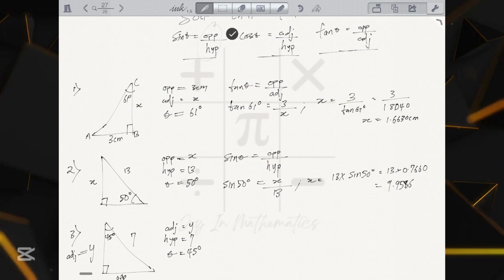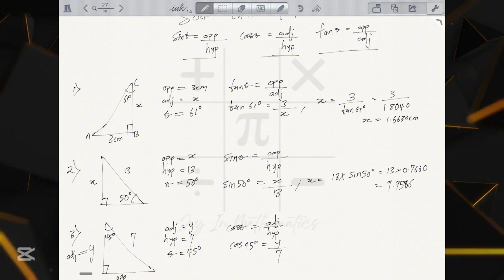If you see, sin theta is opposite over hypotenuse. Cos theta, however, is adjacent over hypotenuse. So that's what we'll be using. Cos theta is adjacent divided by the hypotenuse. Therefore, making our substitution, we will have cos 45 degrees is equal to adjacent, which is y, divided by the hypotenuse, which is 7.